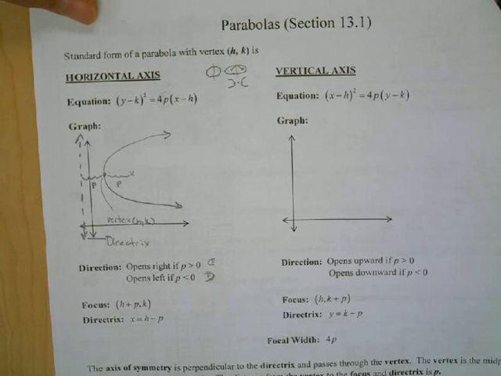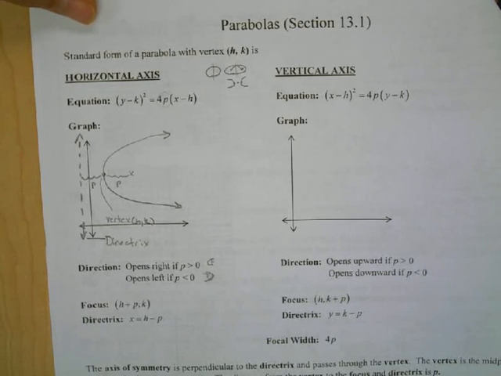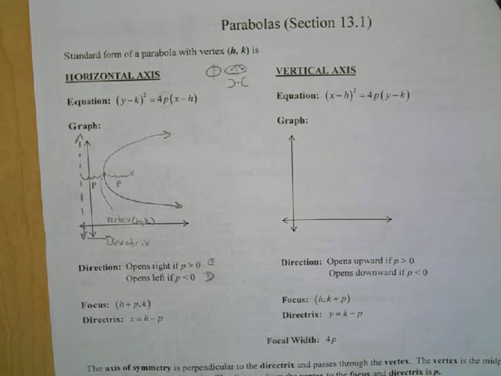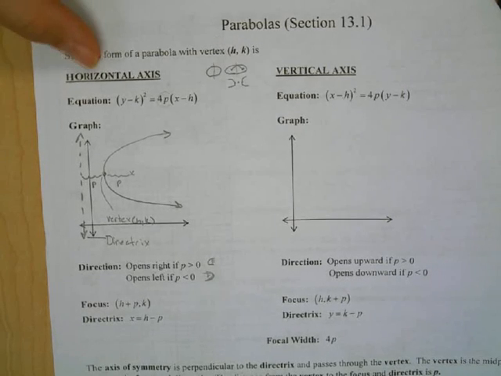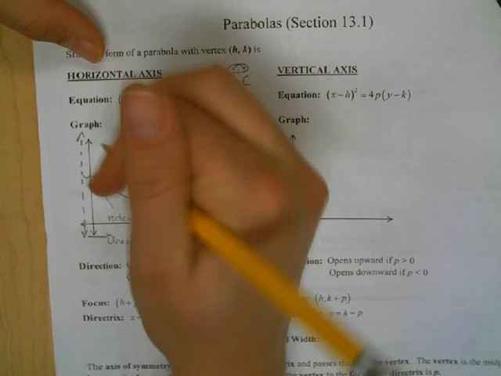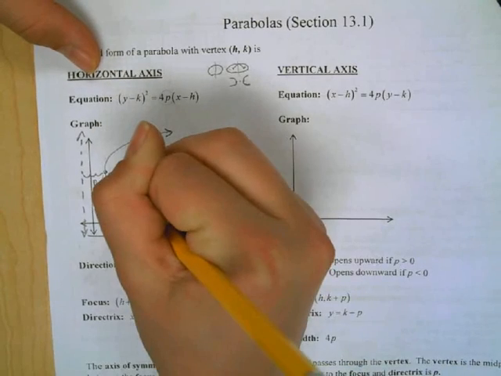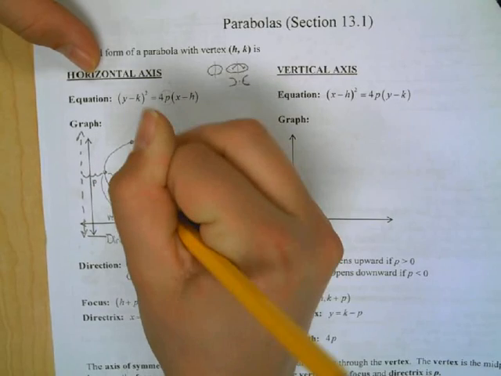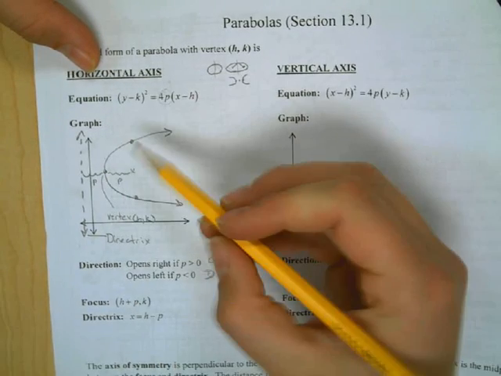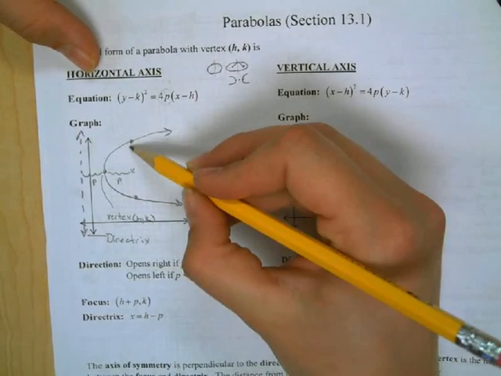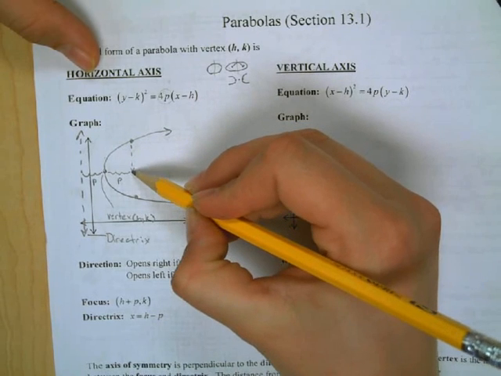So right now we're just going to leave it at that. So that is my directrix. Okay, now we also have a focal width. The focal width is the length of the entire width of this parabola through the focal point. That's why it's called a focal width.